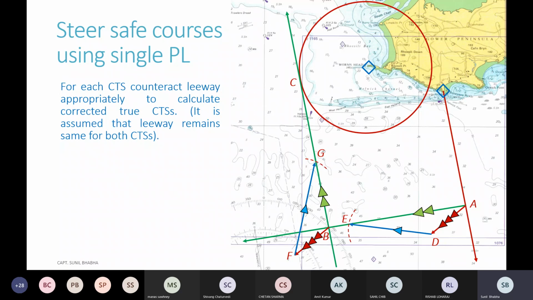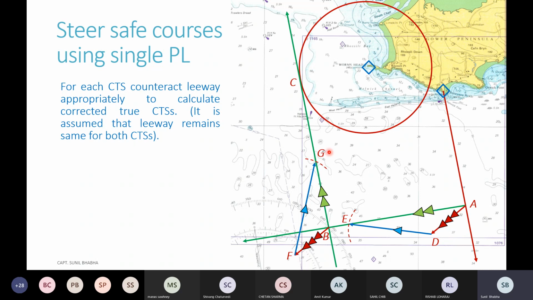Now, in case there is a wind present in the area, the question will tell us what the leeway angle is, and they will also tell us about the wind direction. So we will have to counteract the leeway on both the legs. You can see Delta Echo is the first course to steer. If wind is there, then Delta Echo will be our leeway track. So if we know the leeway angle and the direction of the wind, we can counteract the leeway to find out what will be our course to steer.